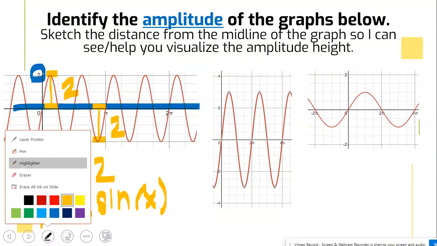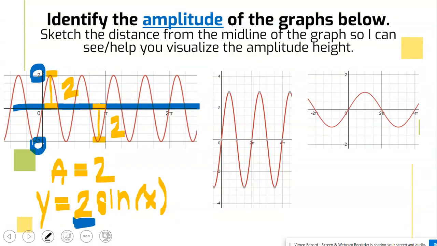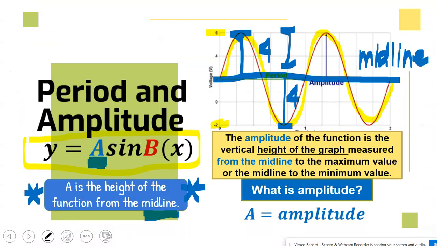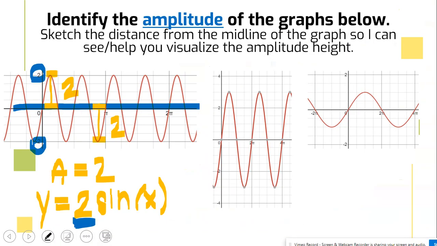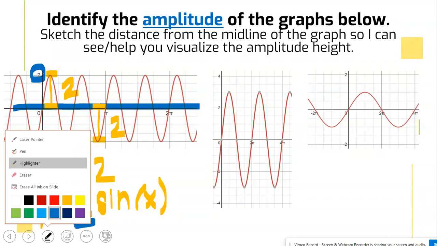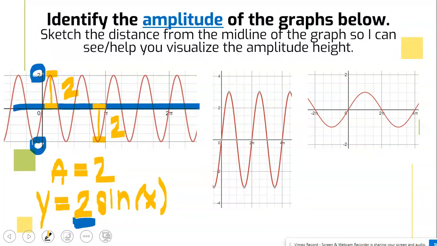Because amplitude, the letter A, was in front of sine. Look back at this. It's right in front of sine. I haven't discussed what B is yet, but we're just focusing on A. So let's do it again for the next graph. We've got kind of another crazy one. Let's check it out. Let's see, what is our maximum height?